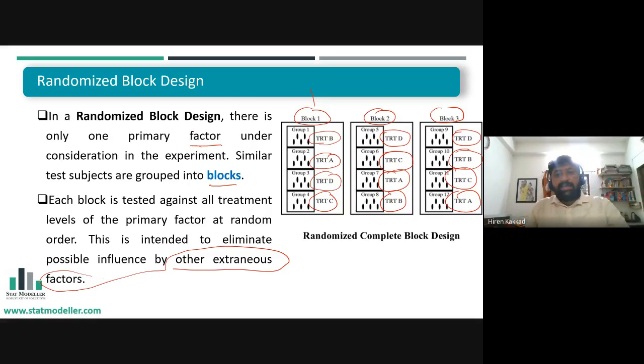So it is having the block, and the design is randomly assigned to each of the blocks. So that is why it is known as a randomized block design. That is how it is designed. I'll not go much into the theory part. We just wanted to touch upon the intuition part of the RBD.